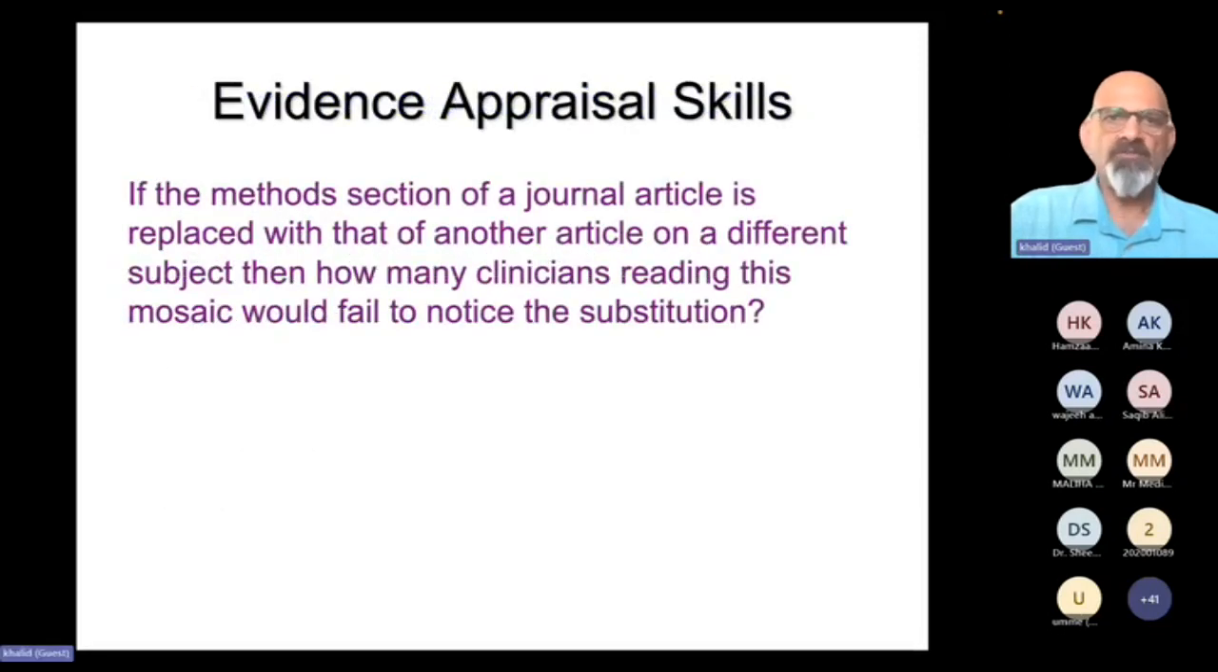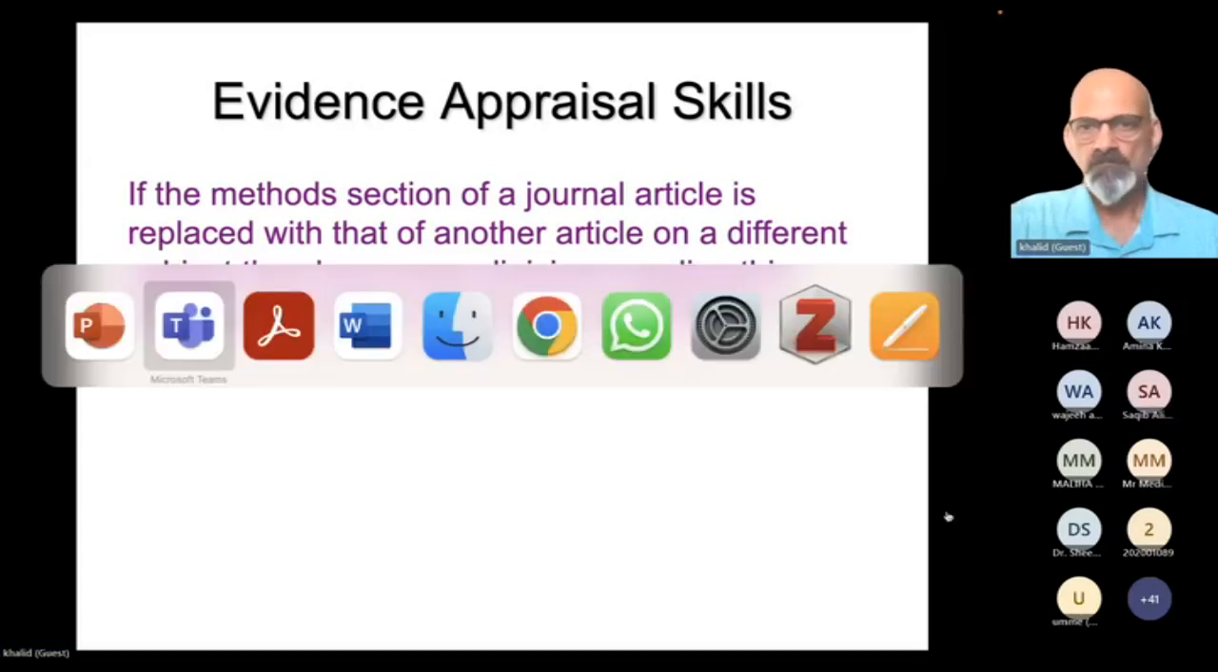Now, before I proceed further, I put this question to you. If the method section of a journal article is replaced with that of another article on a different subject, then how many clinicians reading this mosaic do you think will fail to notice the substitution? I'll appreciate any comments on this question.